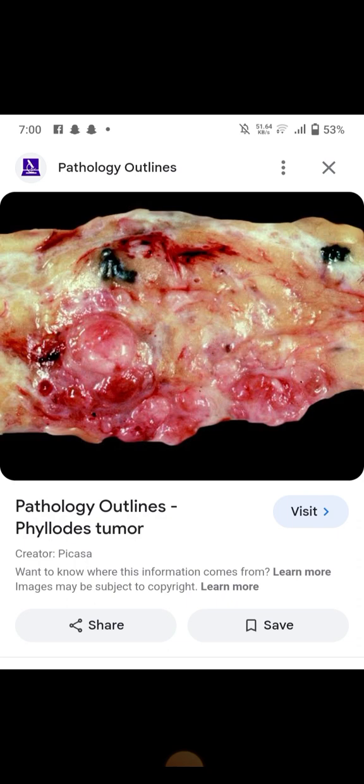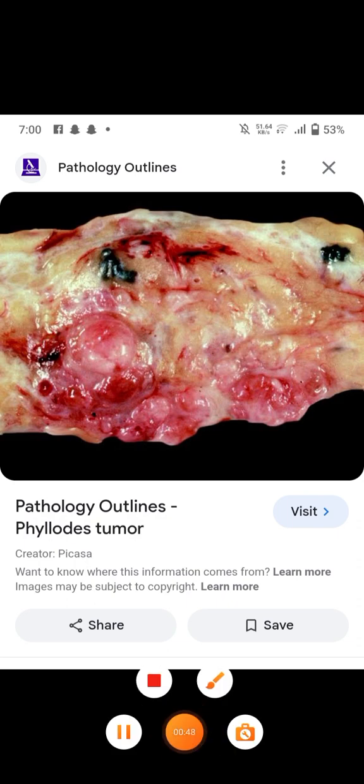Okay, so Phyllodes tumor is actually a rare tumor of the breast as compared to fibroadenoma, which was very common, rather the commonest tumor of breast in adolescents or young women. Okay, so let's start with its gross morphology.